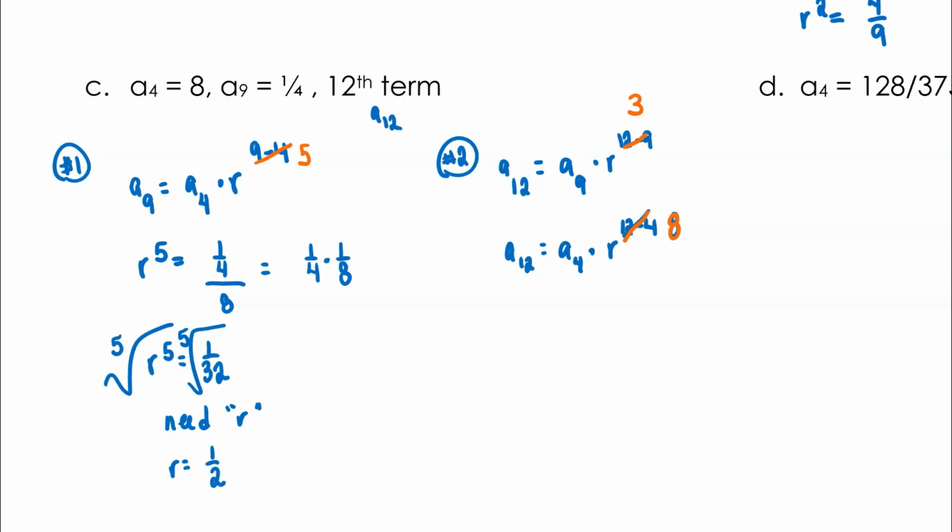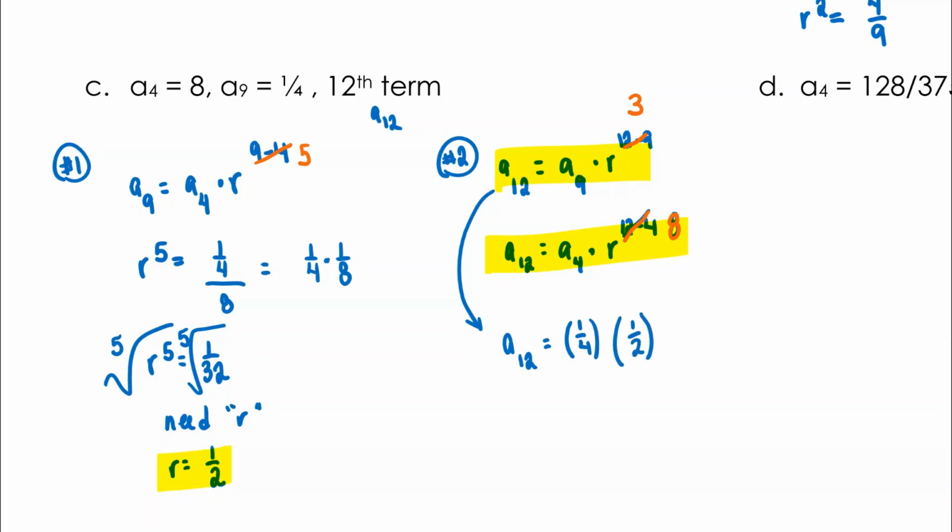Now I can use either my first version or my second version. It doesn't matter because I have my r value. I'm going to use the first one. So the 12th term here is going to equal the 9th term, which was 1/4, times r cubed, and I just found r to be 1/2. So then we get 1/4 times 1/8, and so my 12th term here is 1/32. And that is my final answer.